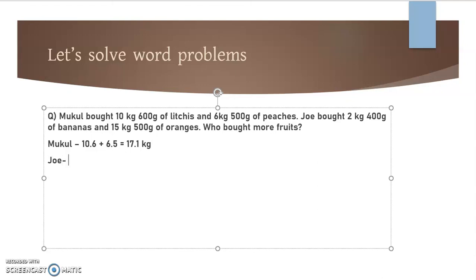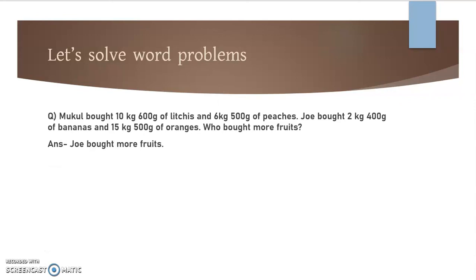Okay, so coming up to Joe. Joe bought 2 kilogram and 400 grams, 2.4 plus 15.5, 15.5 plus 2, 17.5, 17.9 kilogram. Okay, it's obvious Joe bought more fruits. Let's see the answer. I hope we are right.